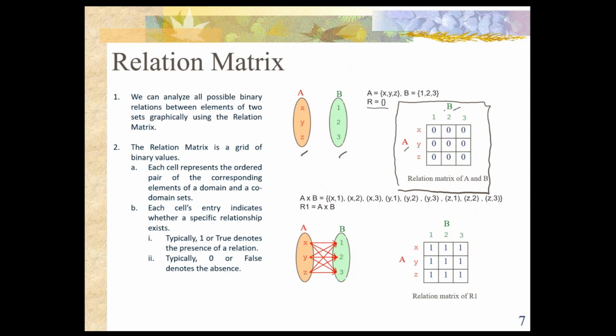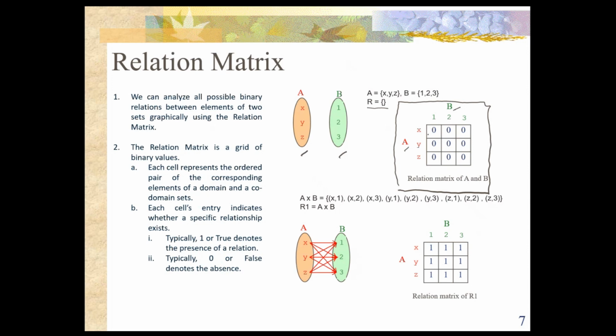So we write down the elements of each. For A, we have elements X, Y, Z, which form the rows, and the elements of codomain B will become the columns 1, 2, 3. All right, so the grid will be initially empty. If there's no relation between the domain and the codomain, then we will mark them as zeros, meaning that there's no relation.